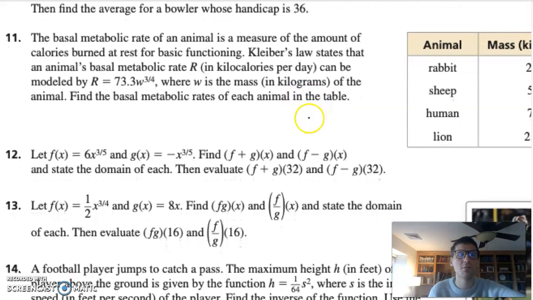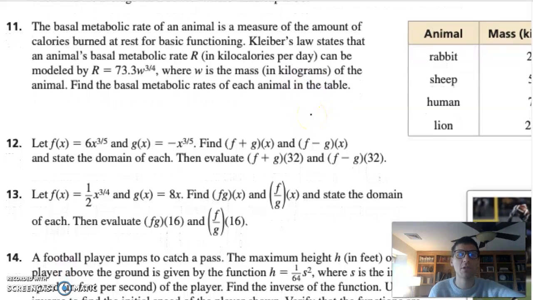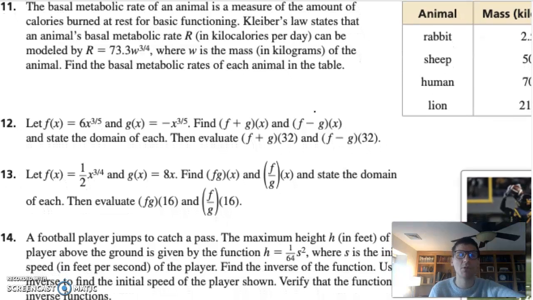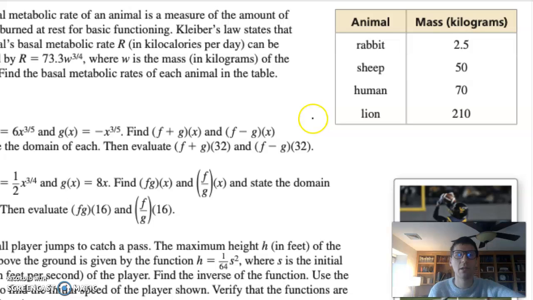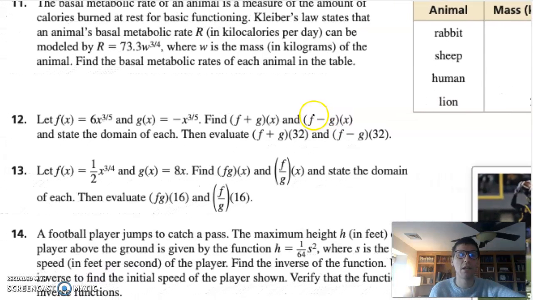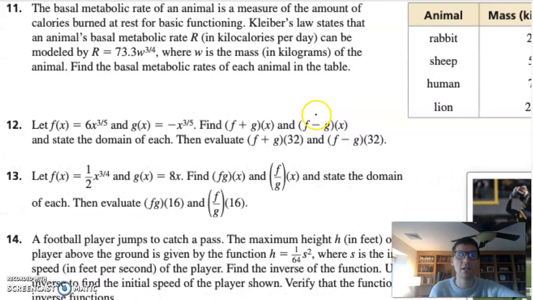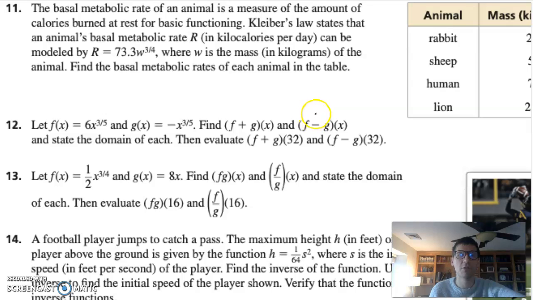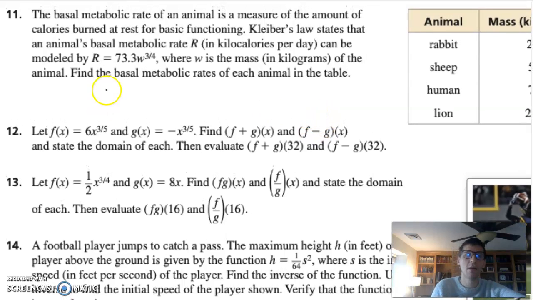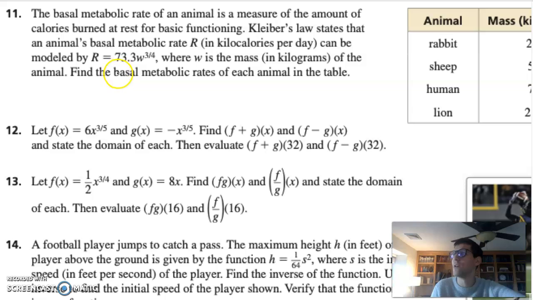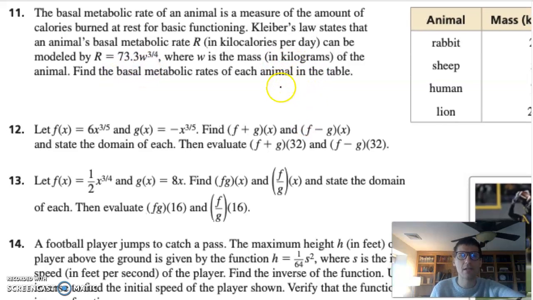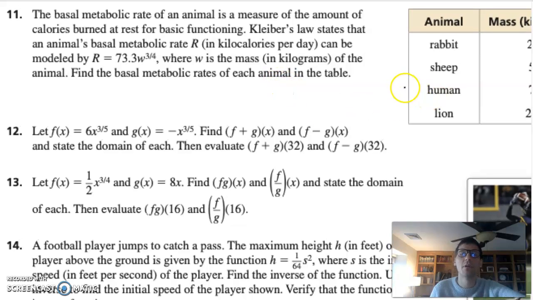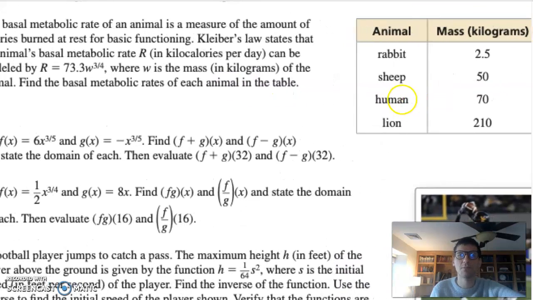Alright, the basal metabolic rate of an animal is a measure of the amount of calories burned at rest for basic functioning. Kleiber's law states that an animal's basal metabolic rate in kilocalories per day can be modeled by this rational exponential equation, where W is the mass in kilograms of the animal. Find it for each animal here.